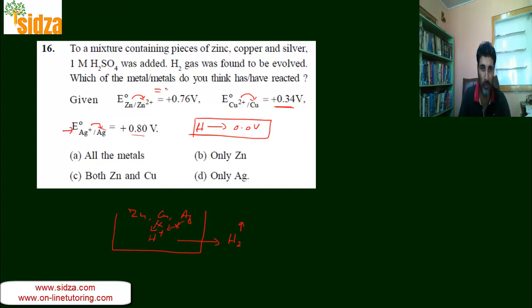So its reduction potential will be minus 0.76, because by changing the sign we can convert an oxidation potential into its reduction potential. If you compare it with the hydrogen, you see that the zinc has lower reduction potential, or I can say it has higher oxidation potential than hydrogen. So the zinc will lose electrons to the hydrogen, so this reaction will take place. Only the zinc metal will react with the hydrogen ion.